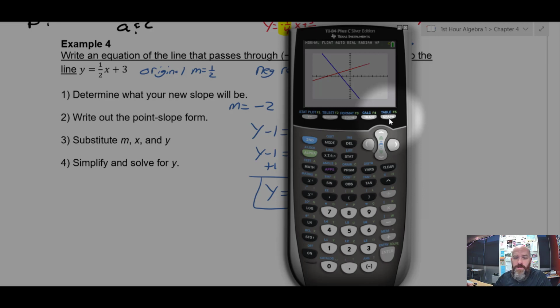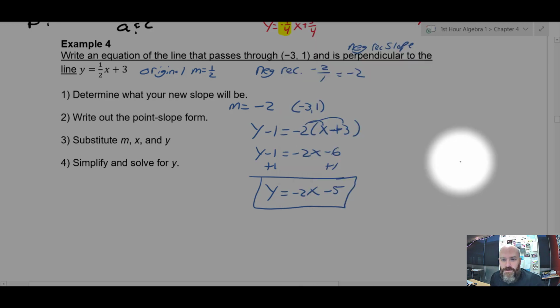Now, it might not look like it to you. Remember, this is scaled really weird. So if you're testing for perpendicular, what you can do is go to zoom and go down where it says square. If I press enter, now these are spread out the correct way, and there we go, it looks nice and crisp. So this is just a little visual to help you see that they are perpendicular.